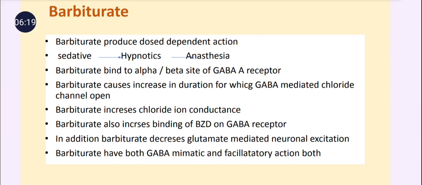Barbiturate also increases the binding of the benzodiazepine class of drug to the GABA A receptor, and so barbiturates are with a GABA mimetic action as well as GABA facilitatory action, because they themselves bind with the alpha beta interface, as well as this barbiturate class drug promotes the binding of the benzodiazepine also. So they are with both GABA mimetic action and GABA facilitatory action.